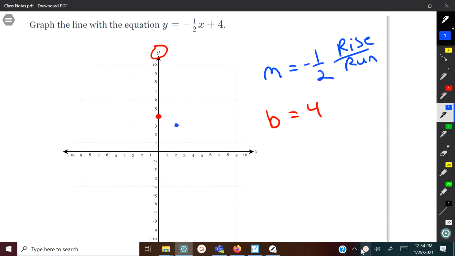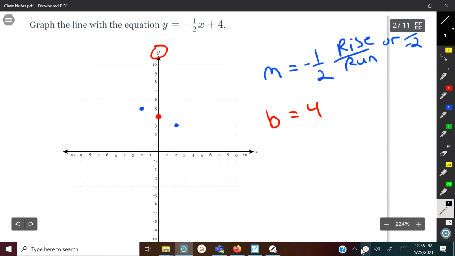Now, here's the thing about fractions though. You could also have 1 over -2. Okay, what would that do? Well, instead of going down, you go up because the 1 is positive. But instead of going to the right, you would go left. So you go up 1 and then back 2. And you could do the rise and run from whatever point you already have to get more points to make it easier to draw the line.